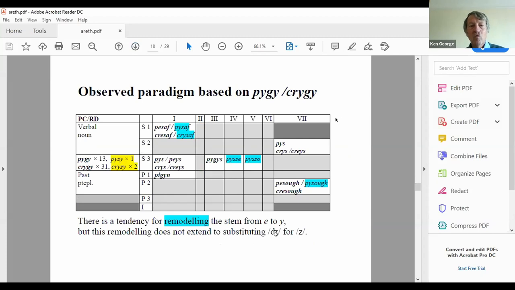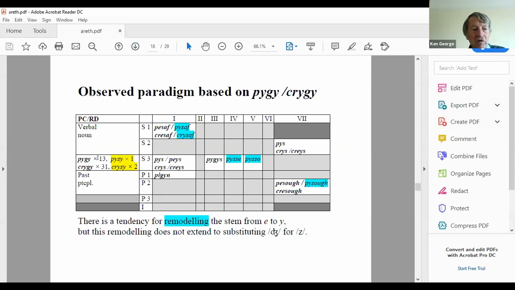So what do the actual texts look like? We have these four different verbal nouns in different texts. What do the rest of the paradigm look like for each of these texts? So if we look at Passio Christi and Resurrectio Domini, which we've seen use pidgey and cridgey, then these are the only forms in those texts which are attested. Most of them are blank.